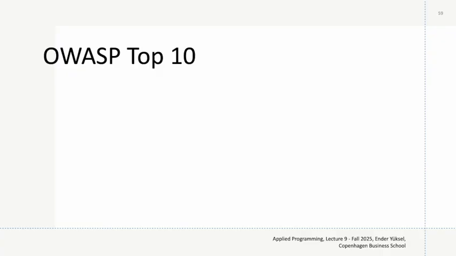One of the most valuable resources in web application security is the OWASP Top 10. OWASP stands for the Open Worldwide Application Security Project. It's a non-profit organization that provides free, community-driven resources to help developers build secure software. The OWASP Top 10 is a regularly updated list of the most critical security risks to web applications. It's based on real-world data and expert consensus, making it a reliable guide for developers and security professionals.